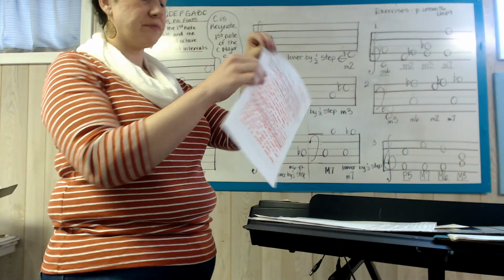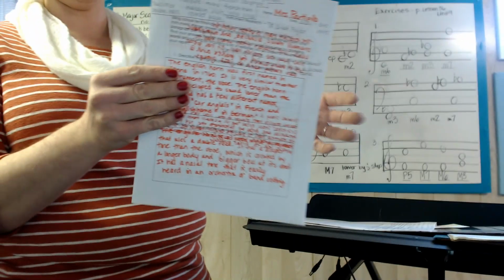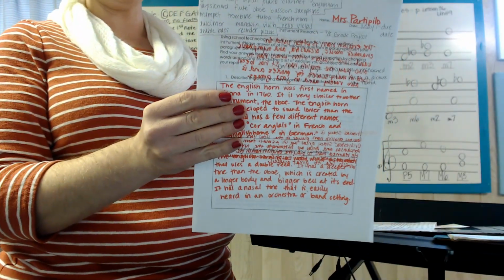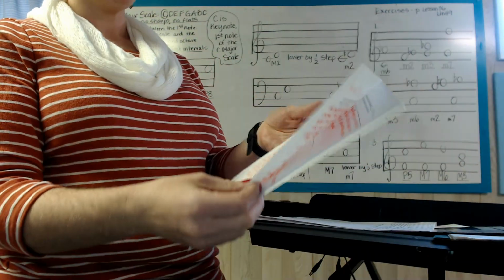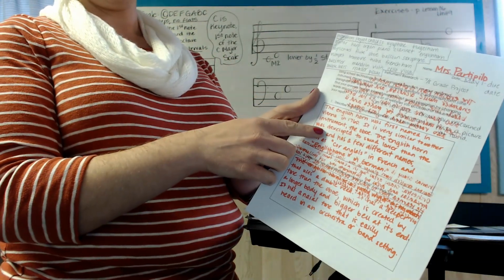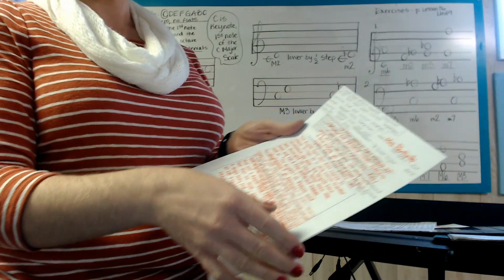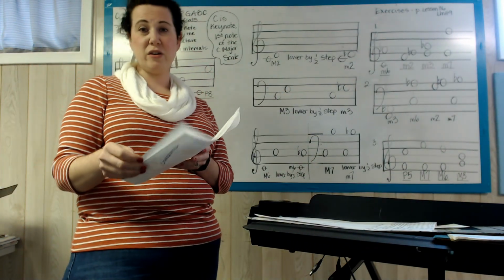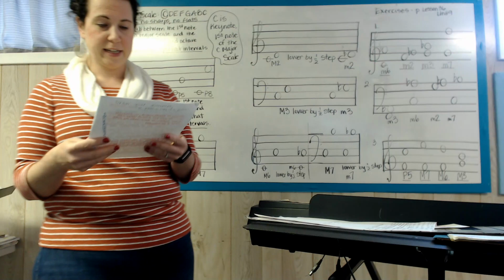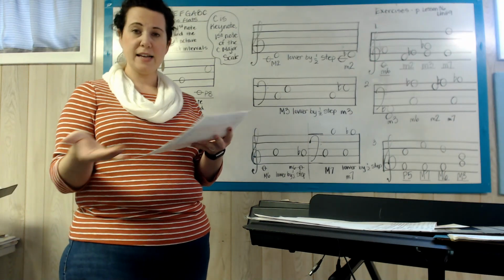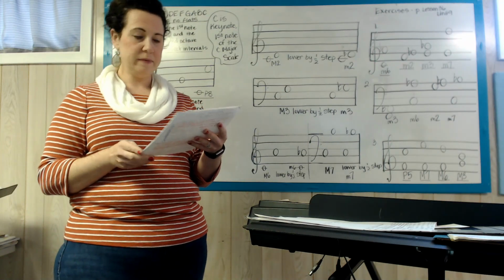Okay, here's my example. I wrote it in orange, thinking that would be helpful to see, but then I realized it's not helpful because it's copied on the front and back. Well, I will go ahead and read my examples for each. That way you get an idea of what kind of words you could use when you're doing this project. Okay, so number 1, as I mentioned before, I did the English horn.